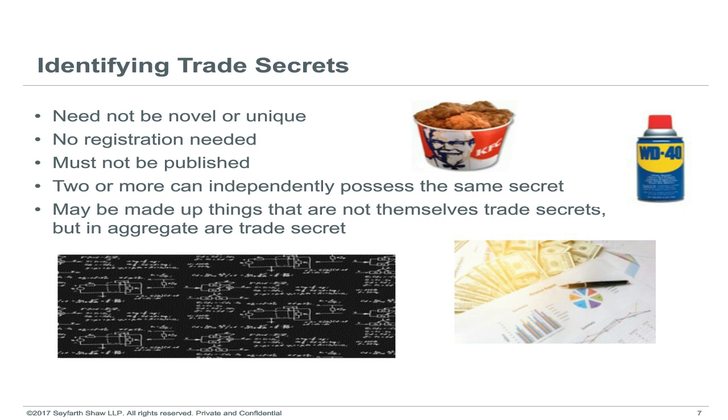Some of the identifying characteristics: it doesn't have to be novel or unique. Unlike a patent or a copyright, no registration is needed. It must not be published. If it's published in a journal, or on the internet, or in a scholarly article, that's going to erode and undermine the protection of it being a trade secret. And one thing that's unique about a trade secret is, unlike a patent, two or more can independently possess the same secret at the same time.